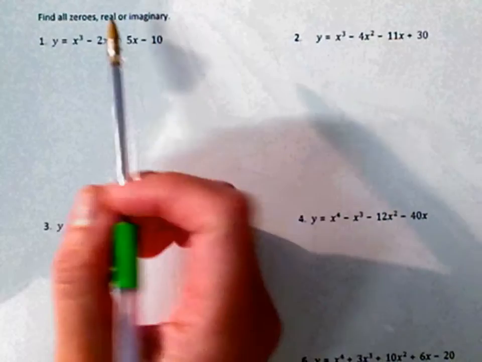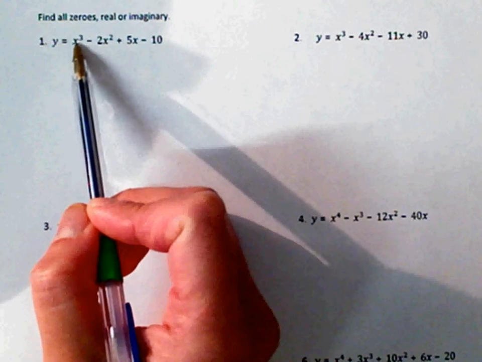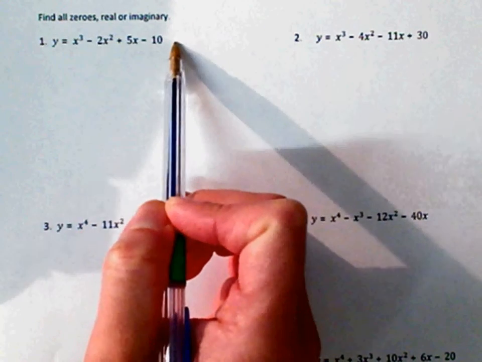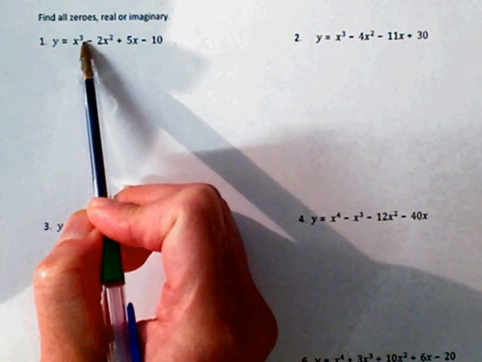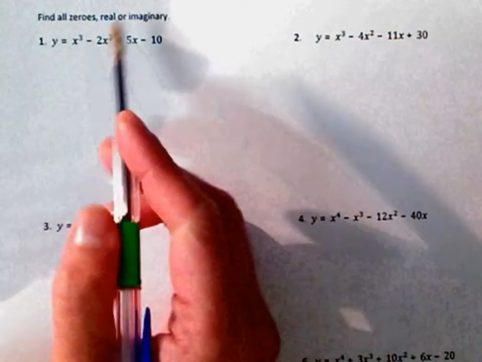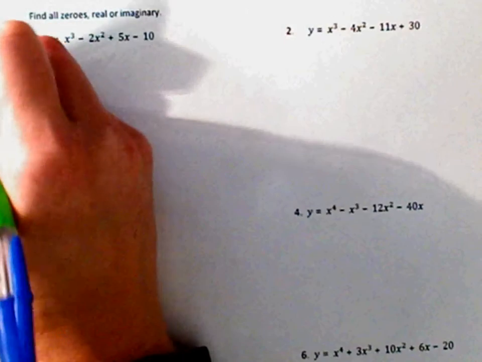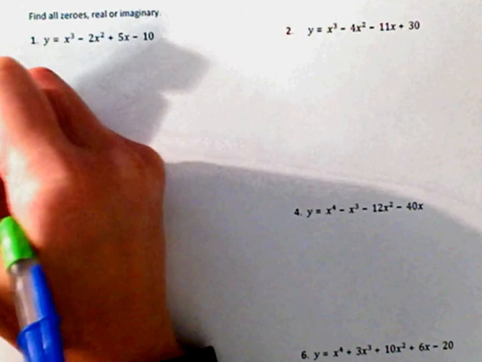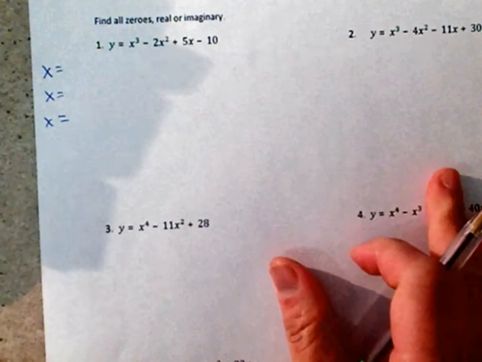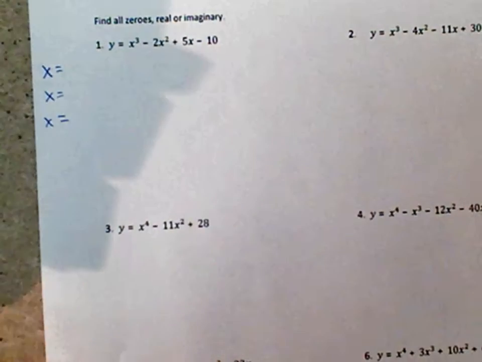So to start off, if you take a look, you've got 1, 2, 3, 4 terms. If your highest degree is a 3, that means your solution should have 3 x's. X should equal something 3 times, just like that. Now, what I would do is count and see if it's even possible.